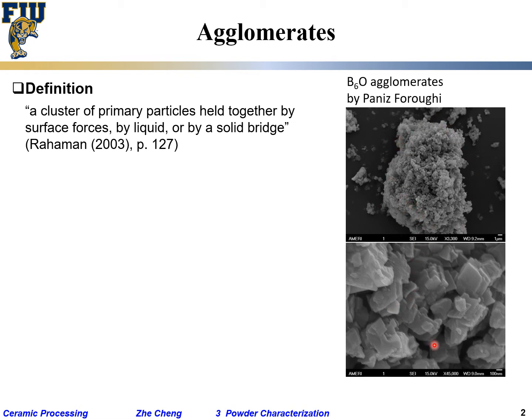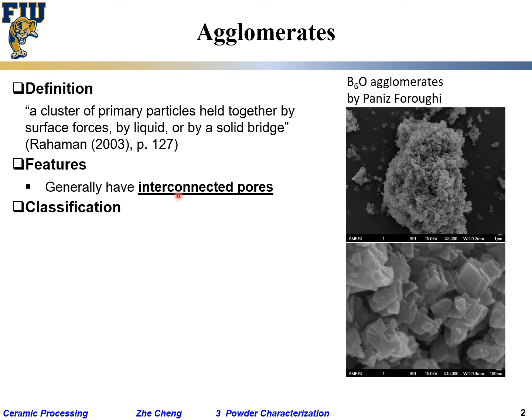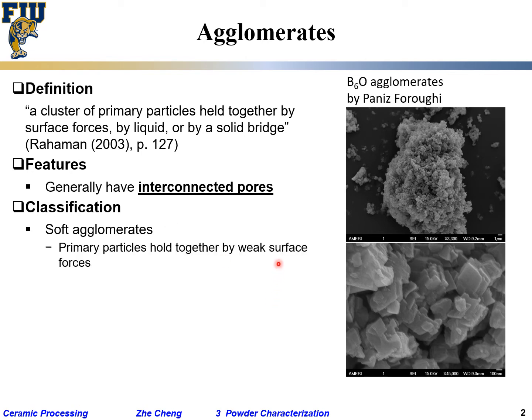Of course, it contains what? Porosities in it. This is called an agglomerate, and it generally has interconnected pores, as you see here, right? This whole thing has a lot of pores within it. And in classification, there are soft agglomerates, which means the particles are held together by very weak surface interaction, surface forces, van der Waals force. Okay, they can be broken down easily by things like sonication. You shake it a little bit, they come loose.